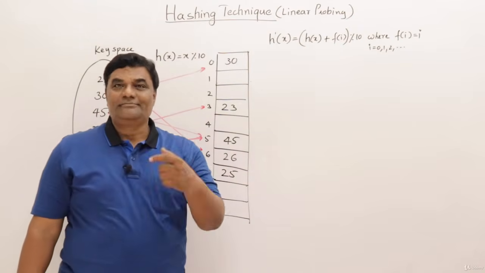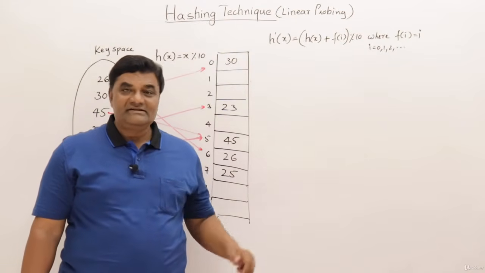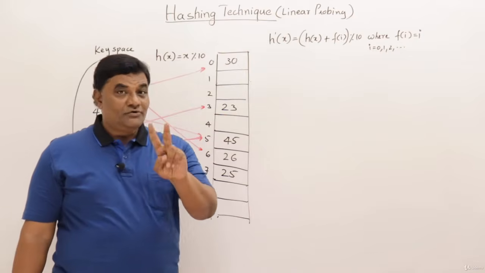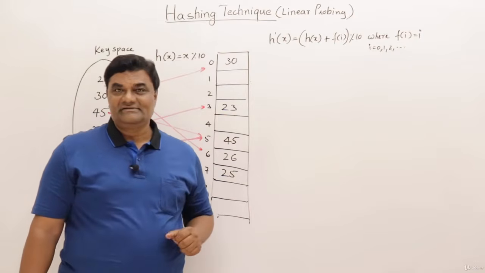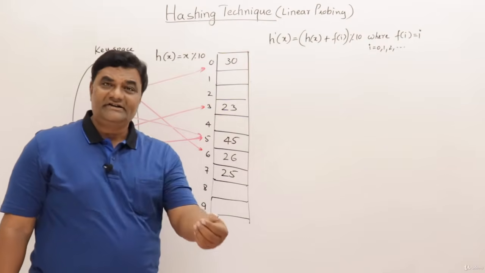So this is linear probing. After how many collisions did we get that free space? Two collisions. So after 2 probes, we got a free space. It's very simple. Whenever there is a collision, try to store the element at the next free space.